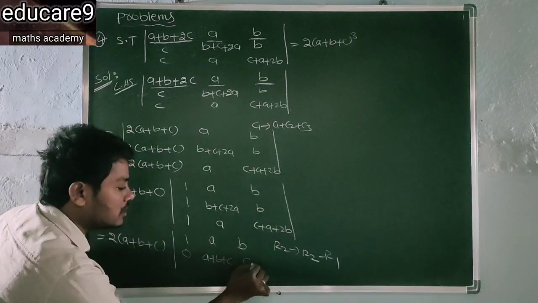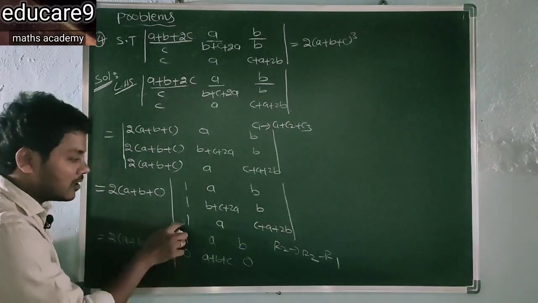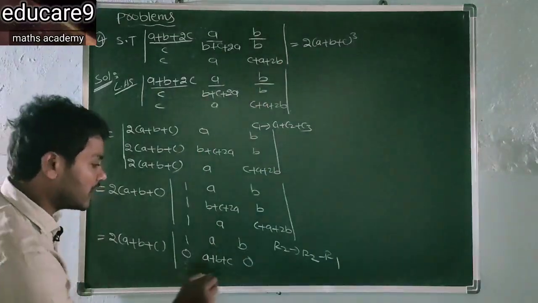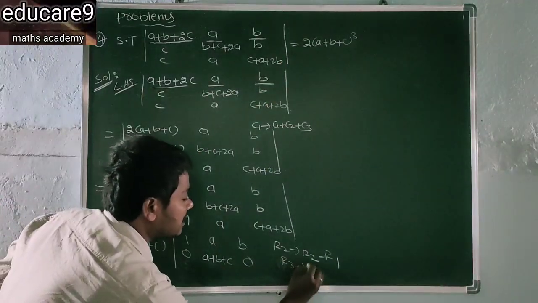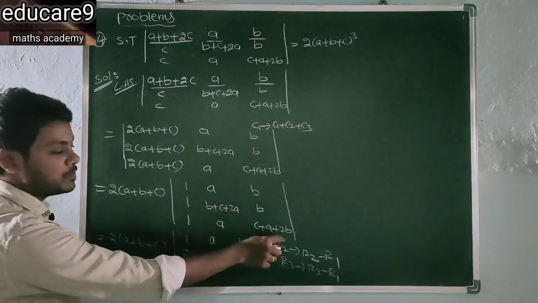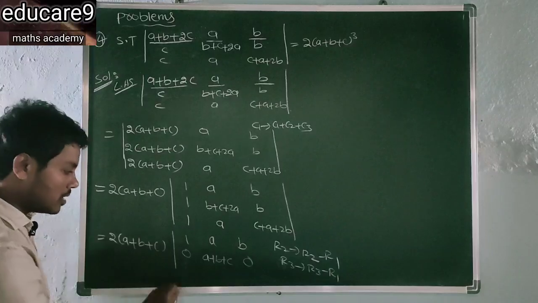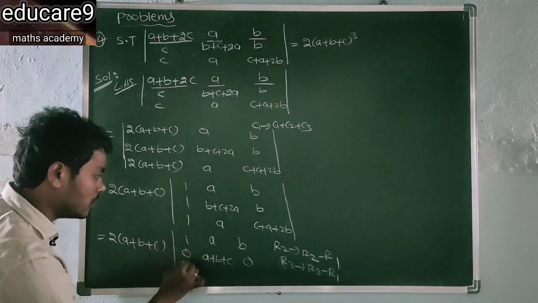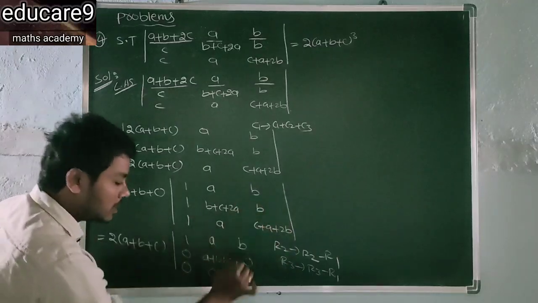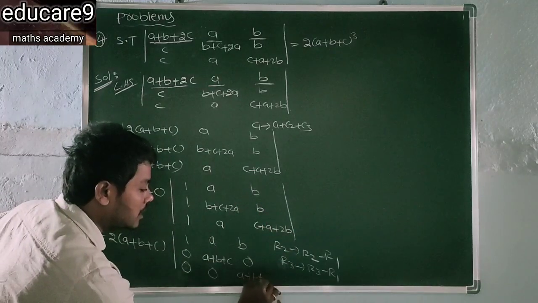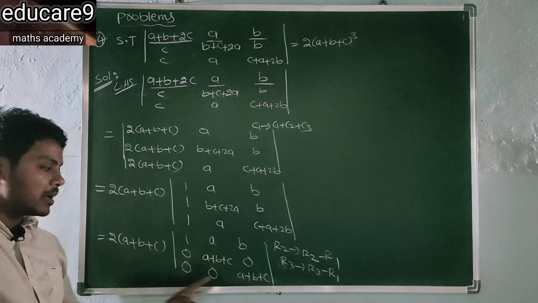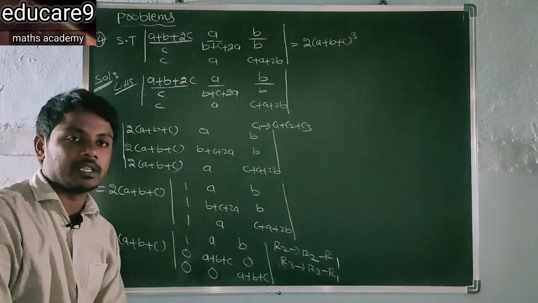B minus b, 0. Next here, again you want a plus b plus c. So for that R3 becomes R3 minus R1. See here 2b minus b is b, b plus c plus c. So that is 1 minus 1, 0. A minus a, 0. C plus a plus 2b minus b, that is a plus b plus c. So clearly from the second row a plus b plus c is common. From the third row a plus b plus c is common.